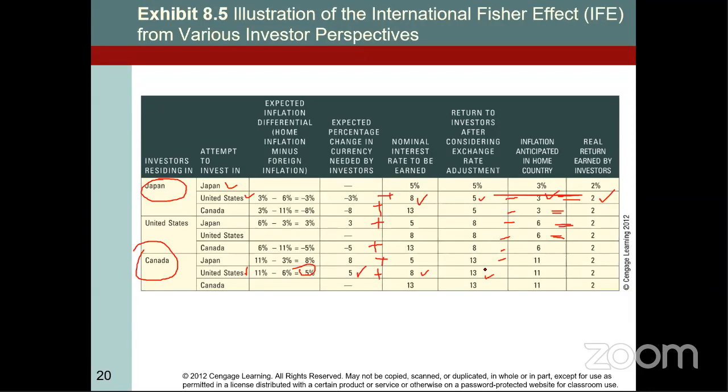Because the expected percentage change is 5 and the nominal interest rate is 8, your required return on investment is about 13. That's the minimum. The inflation rate, however, is 11, so your money is worth only 2. That's what the Canadian does when they invest in the United States. What the Canadian does if they invest in Japan is the same as this one.